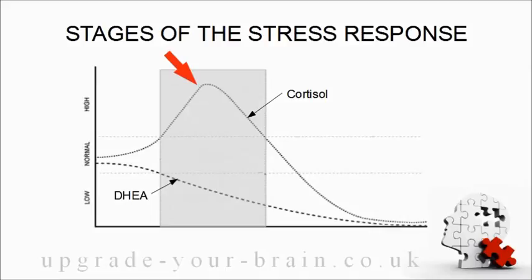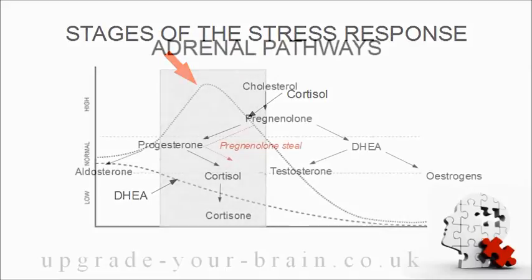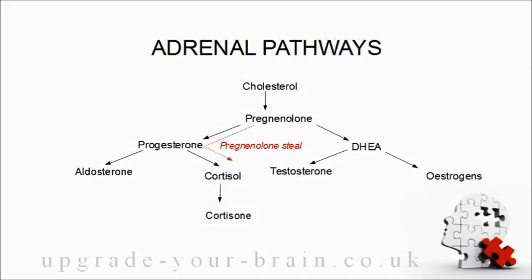Now other hormones may be starting to drop low at this point because of a process called pregnenolone steal, and that just means that the body is diverting its resources towards cortisol, which is most needed, perhaps at the expense of other hormones like DHEA.